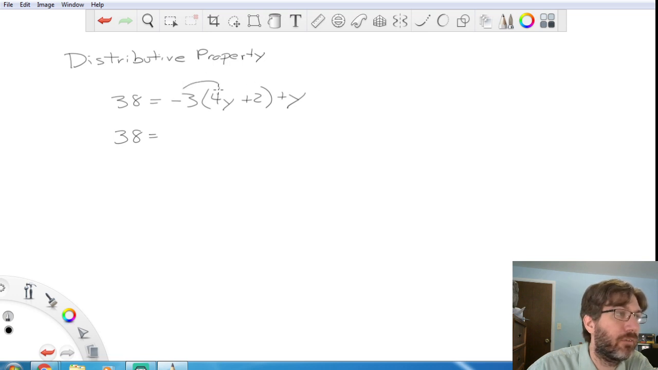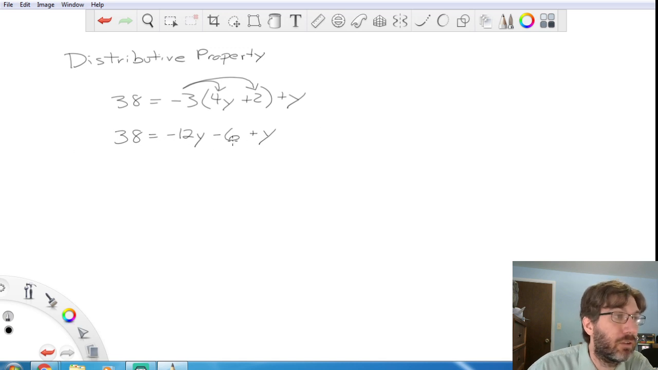So we're going to have negative 3 times 4y, which is going to give me negative 12y. And we're going to have negative 3 times positive 2, which is going to give me negative 6. And then we didn't touch this y. It's not inside the parentheses here, so we don't distribute to it. It just gets tacked on at the end.